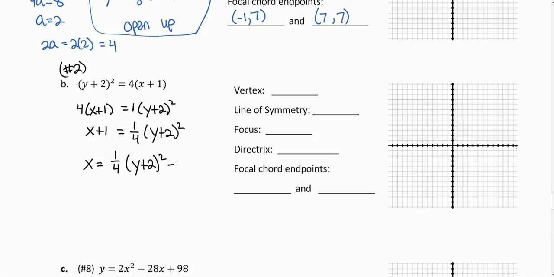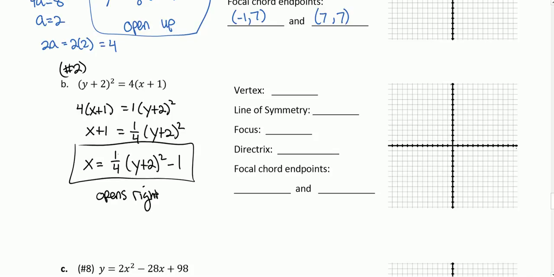It should look like that. Okay, so here it's going to open in the positive x direction, so it opens right. We say positive because the 1/4 is positive. We say x direction because it's an x equals parabola.